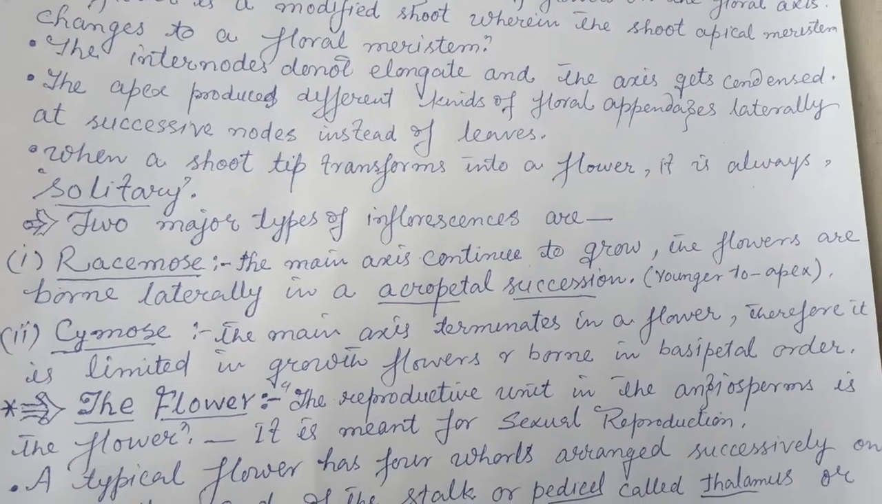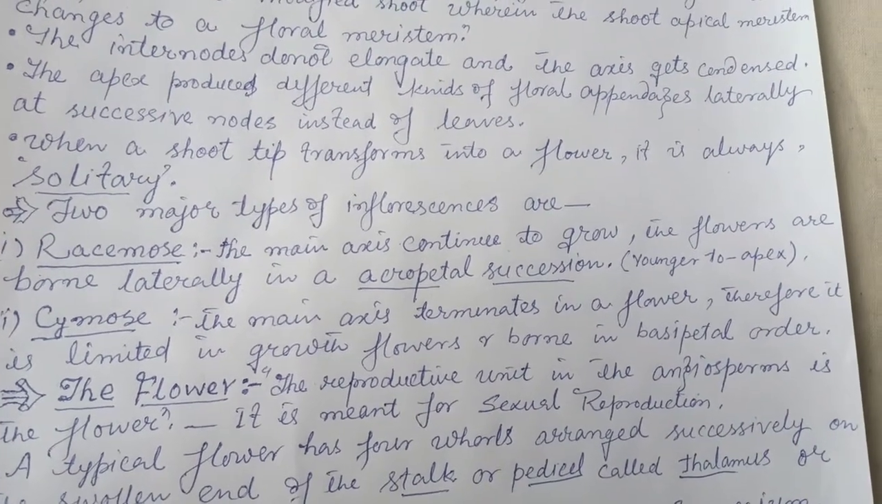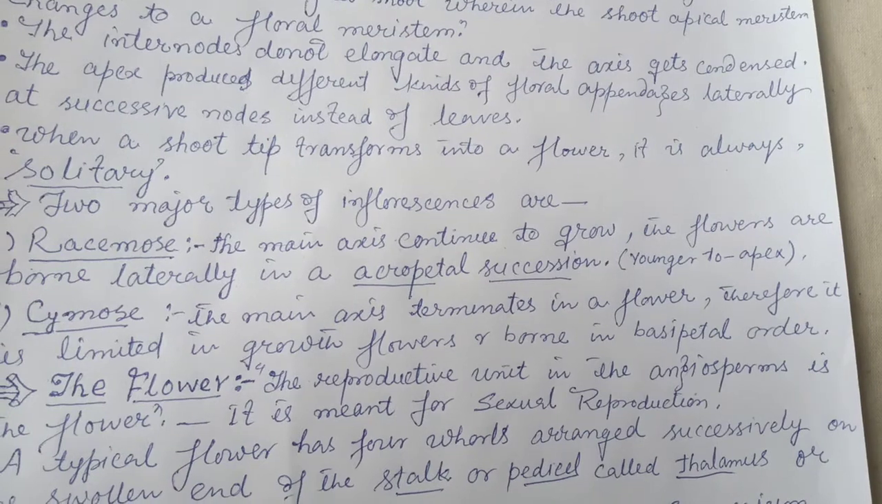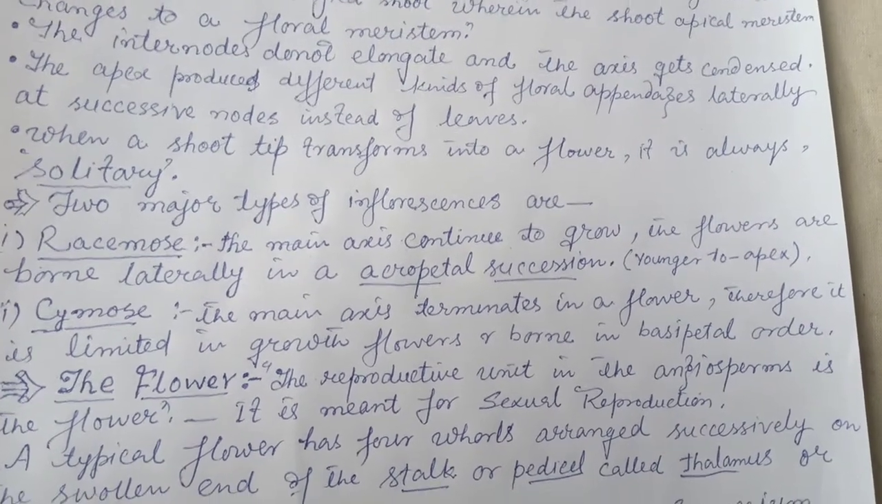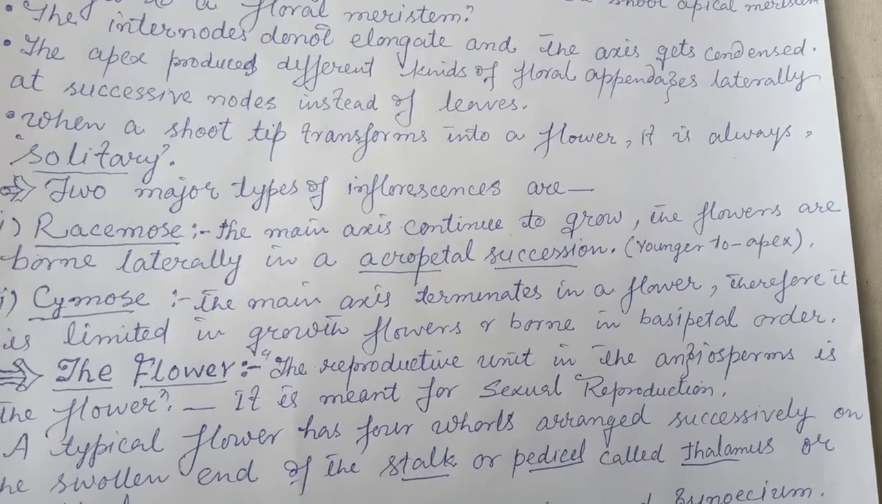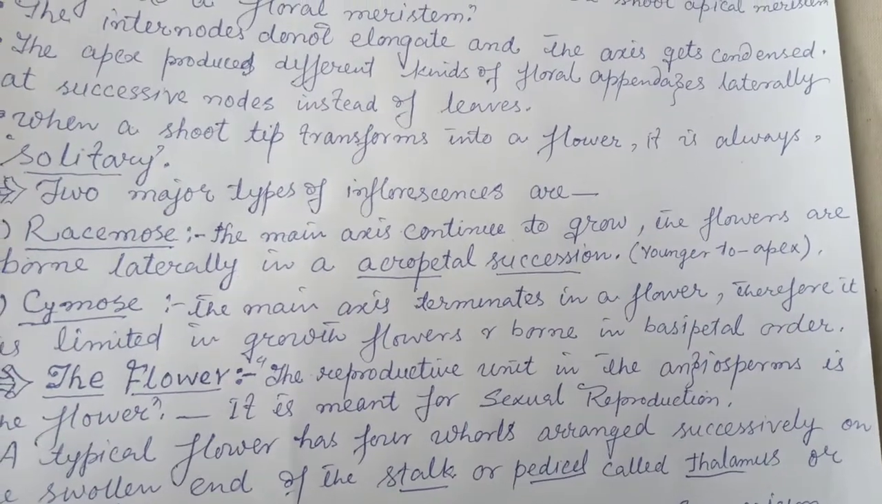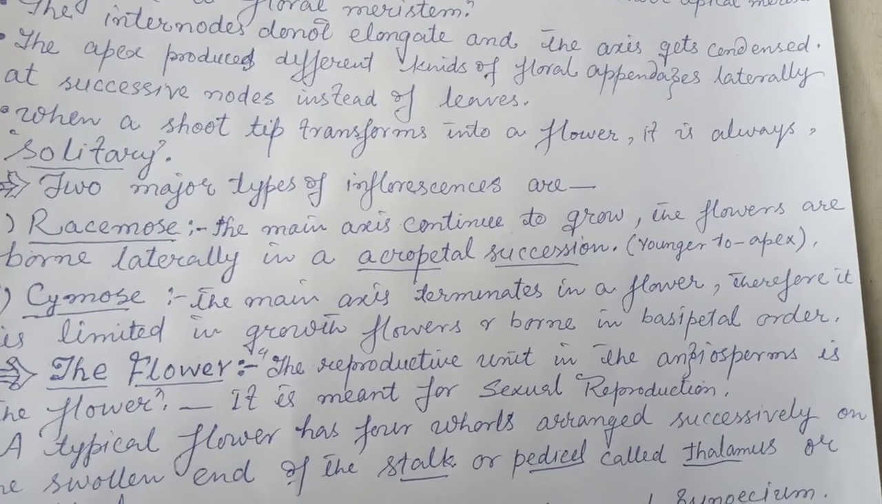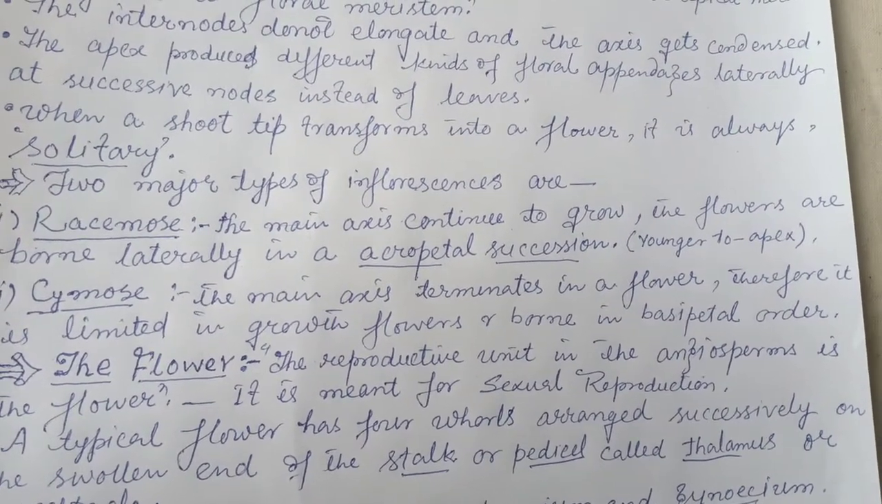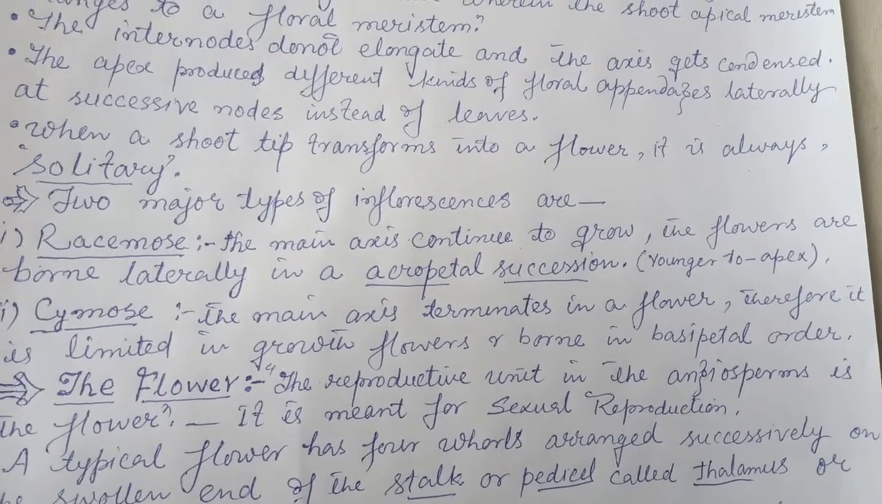And in cymose inflorescence, the main axis terminates in a flower, therefore is limited in growth, and flowers are borne in a basipetal order. That is, younger towards the base and older towards the apex.